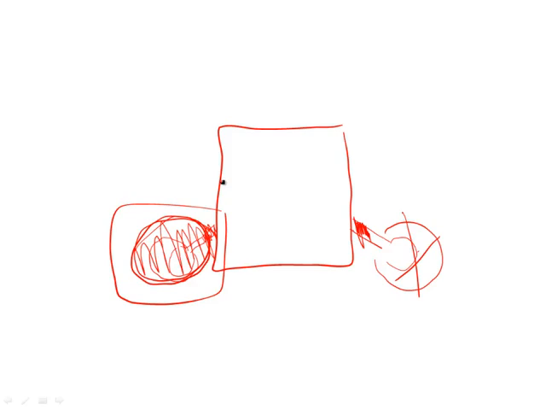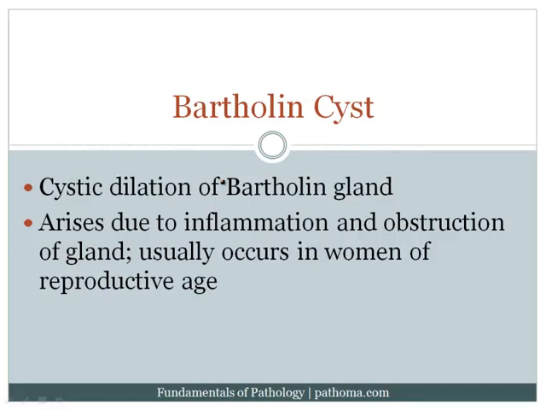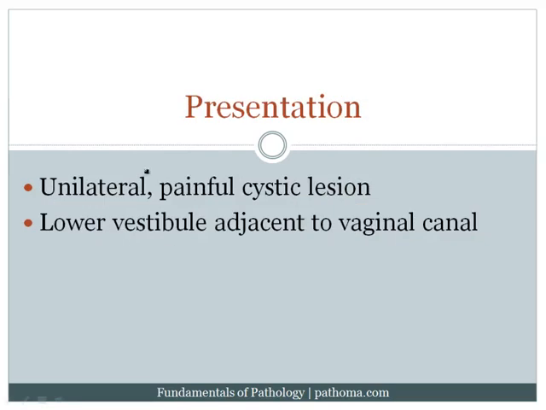So let's read together what I've written for you in the book, and you can follow along there. Bartholin cyst: it's a cystic dilatation of the Bartholin gland. I've already explained that. Again, it arises due to inflammation and obstruction of the gland. Usually it occurs in women of reproductive age. The presentation is a unilateral, painful cystic lesion, and where would that be?